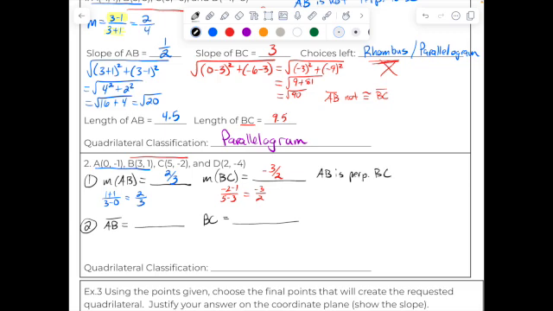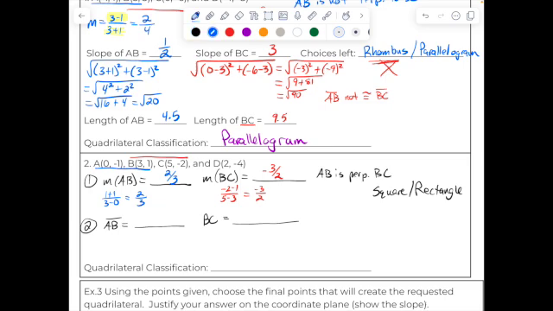So I do have right angles, which means it can either be a square or a rectangle, because those have right angles. Since the consecutive sides are perpendicular, it can be a square or rectangle.